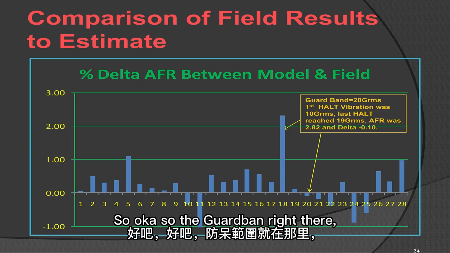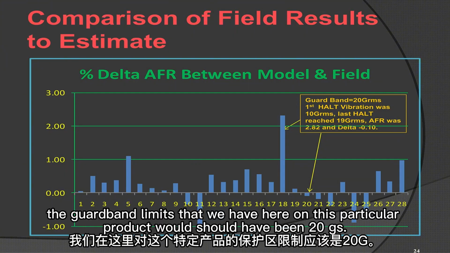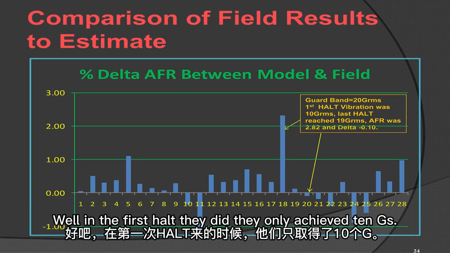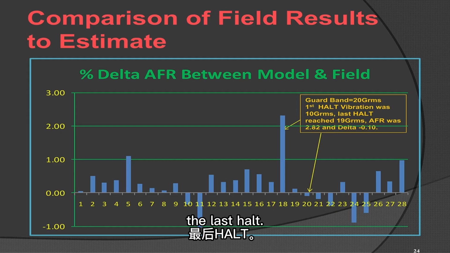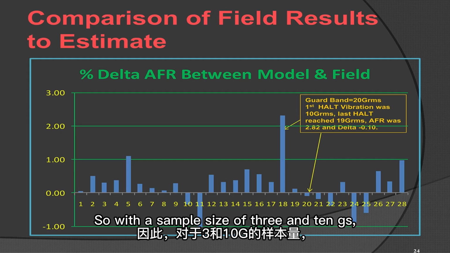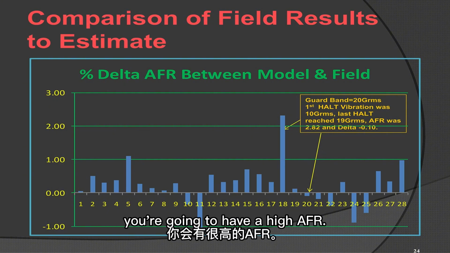Okay? Great, thanks, Harry. So the guard band limits that we have here on this particular product should have been 20 Gs. Well, in the first HALT they only achieved 10 Gs. So right there you're going to take a big hit in the product. Also, they did a sample size of 3. So with a sample size of 3 and 10 Gs, you're going to have a high AFR.